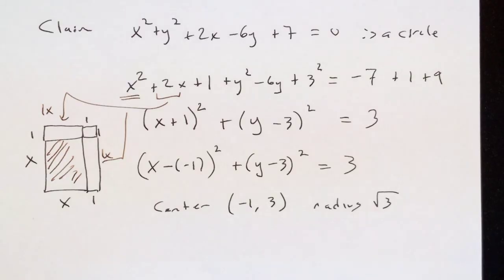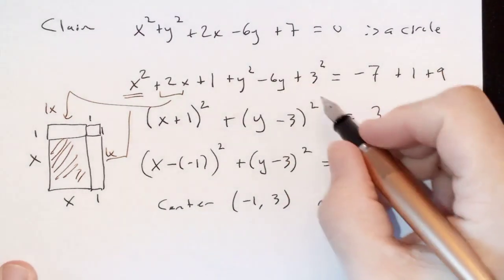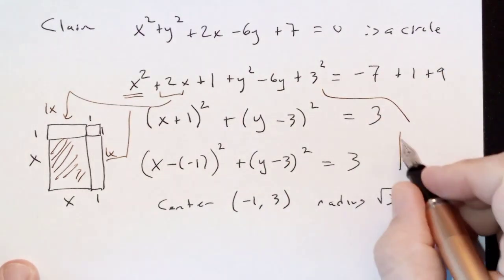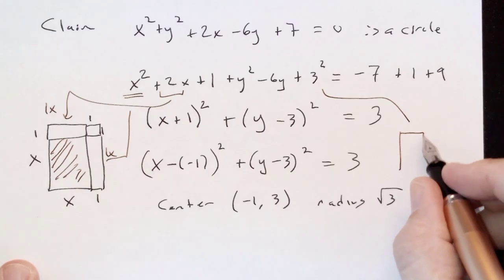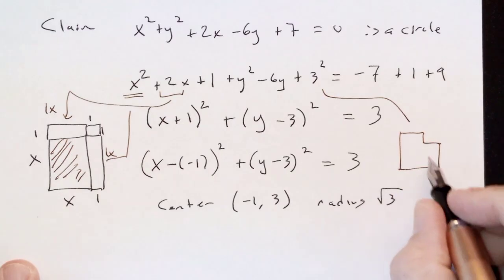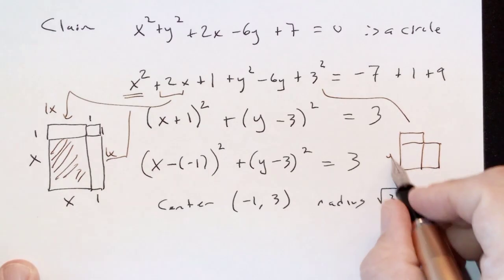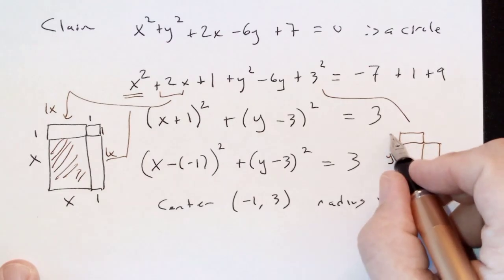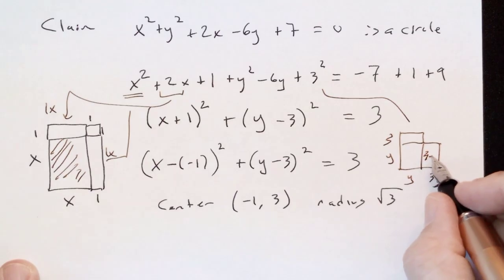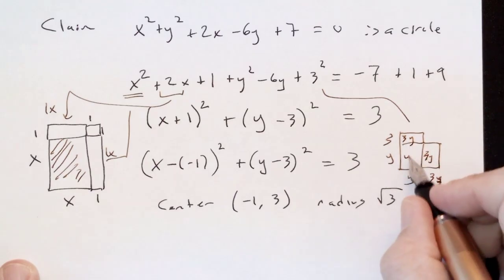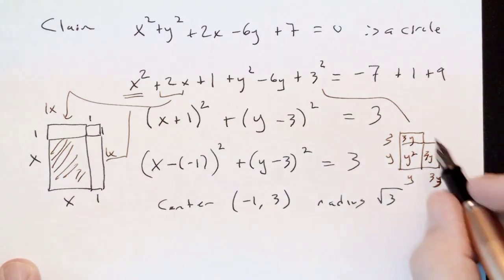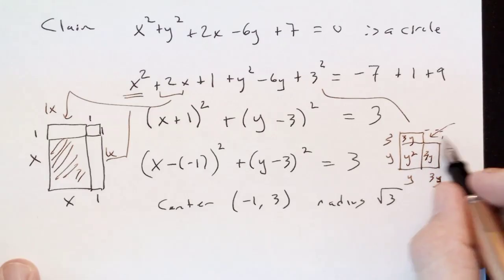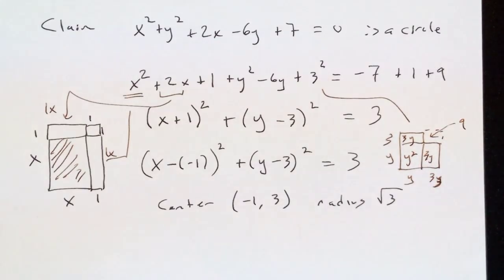Over here, if I'd done it in y's, when I did this side, it would have been y, y, 3y, 3, 3. So this piece is 3y, this piece is 3y, this is y squared. And then my upper little corner to complete the square is a 9.